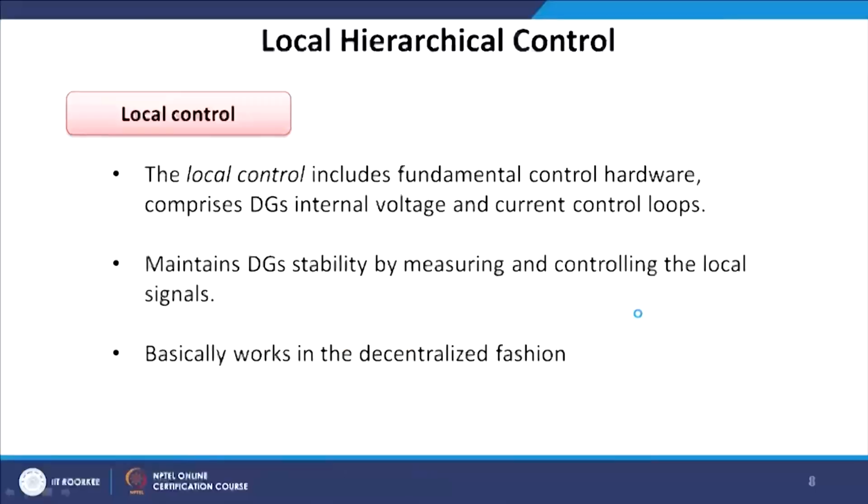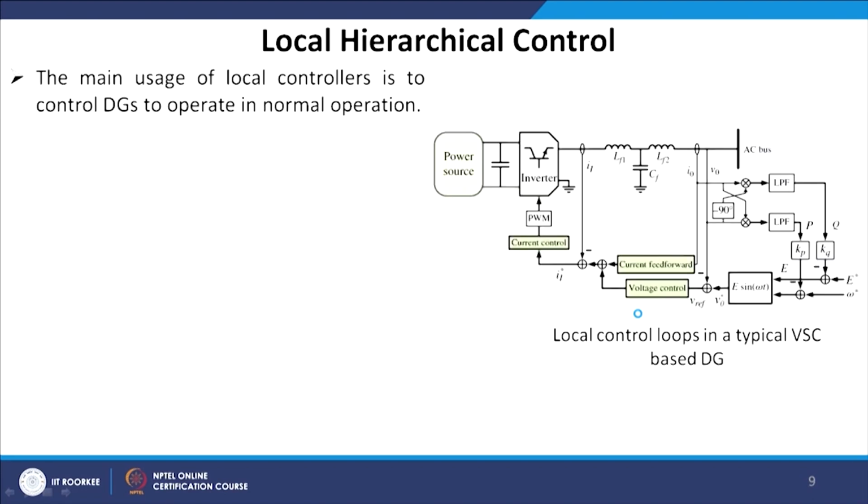Now, in case of local hierarchical control, the local control includes fundamental control hardware, comprising the distributed generation internal voltage and current control loops. It maintains distributed generator stability by measuring and controlling the local signals, and basically works in a decentralized fashion.